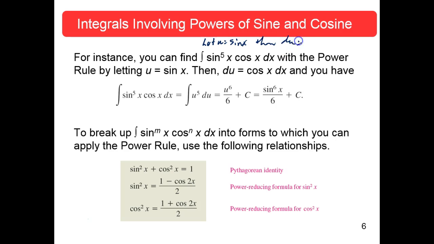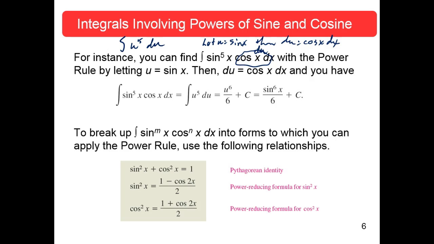du is equal to cosine x, but you write this not as derivatives but as differentials. What goes here then? Something goes here. dx, exactly. Now here, cosine x dx, this is your du, right? And sine x was your u, so what do you have here? The integral of u to the fifth du.